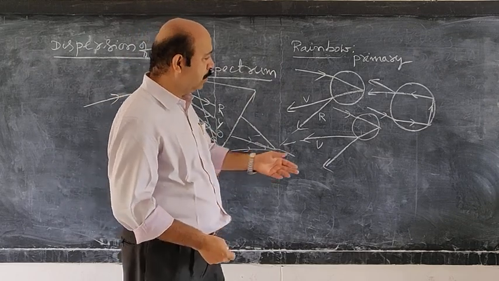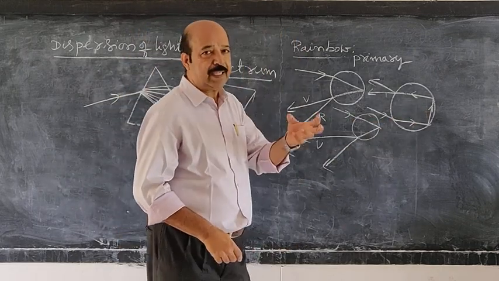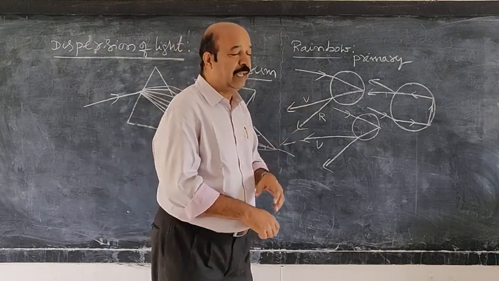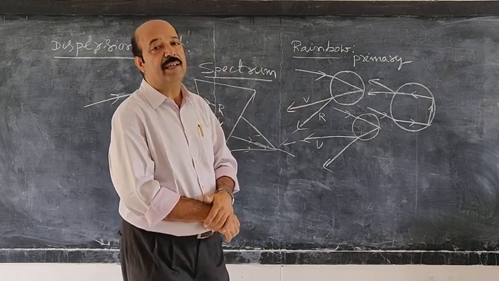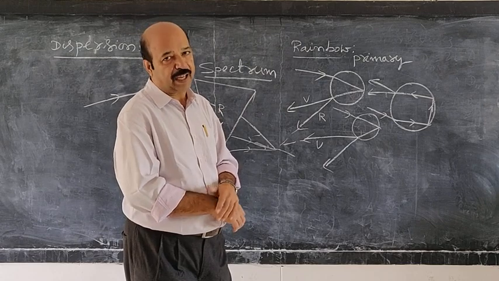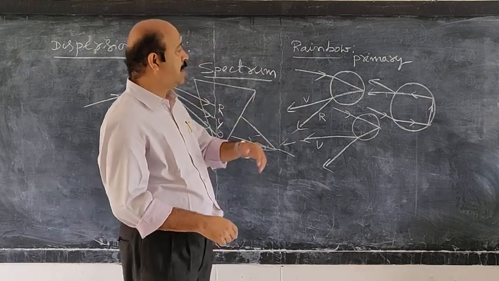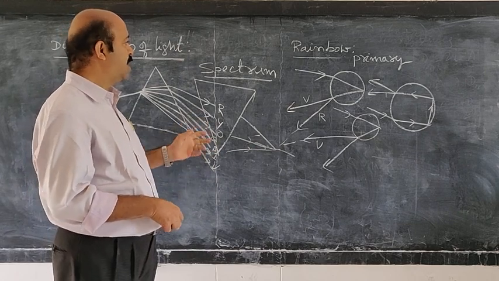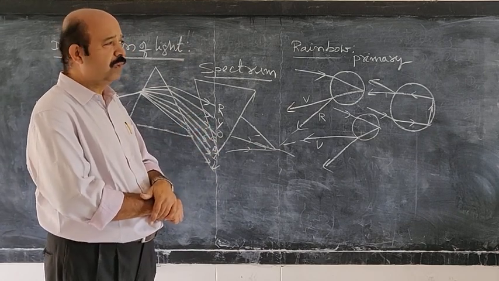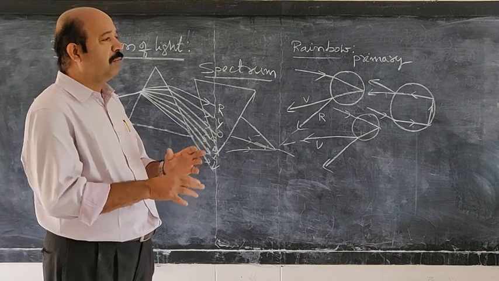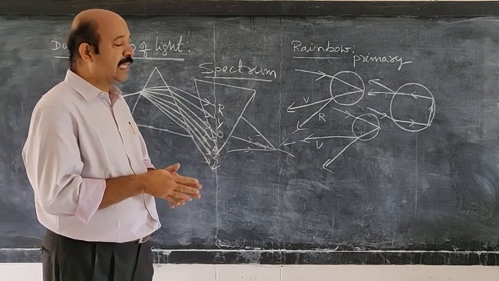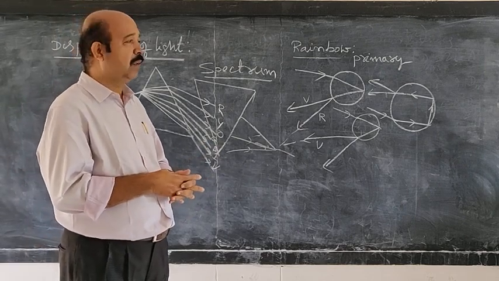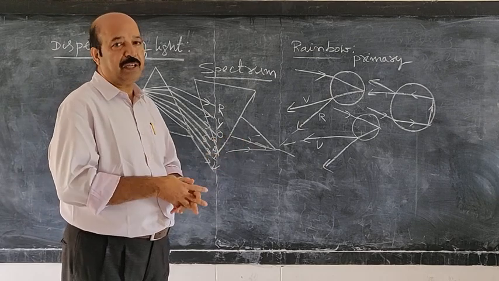And also, due to two reflections, some light is absorbed in the process. Hence, intensity of the second rainbow is lesser than that of primary rainbow. So this is one observation in nature of this dispersion of light. And now we will discuss about scattering of light by the atmospheric particles.